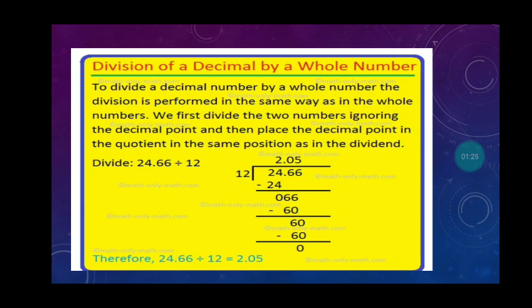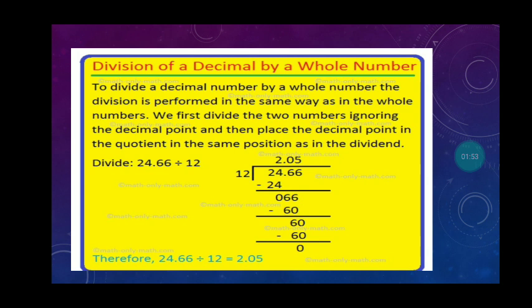So let's take an example. To divide a decimal number by a whole number, the division is performed in the same way as with whole numbers. We first divide the two numbers ignoring the decimal point, and then place the decimal point in the quotient in the same position as in the dividend. So here we can see 24.66 is divided by 12.